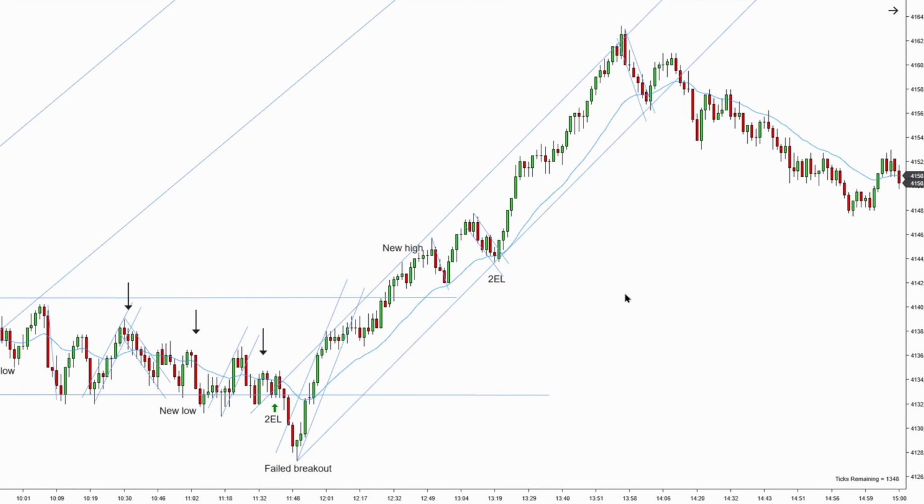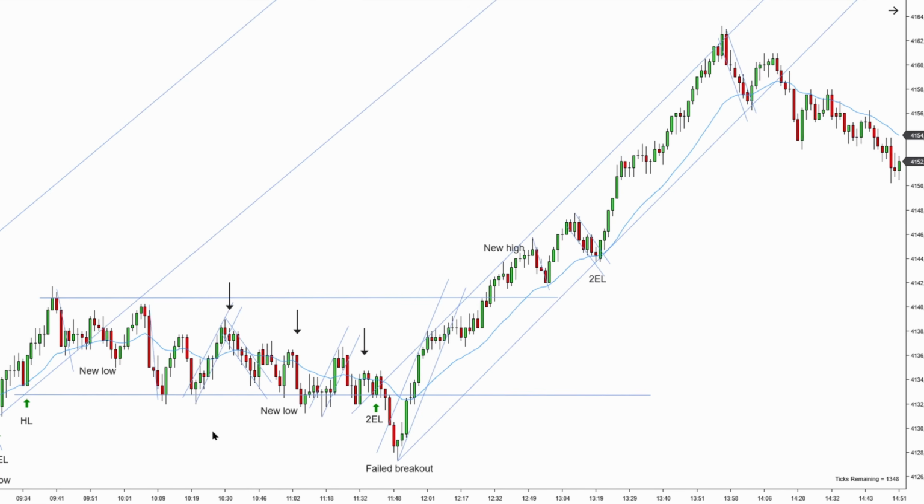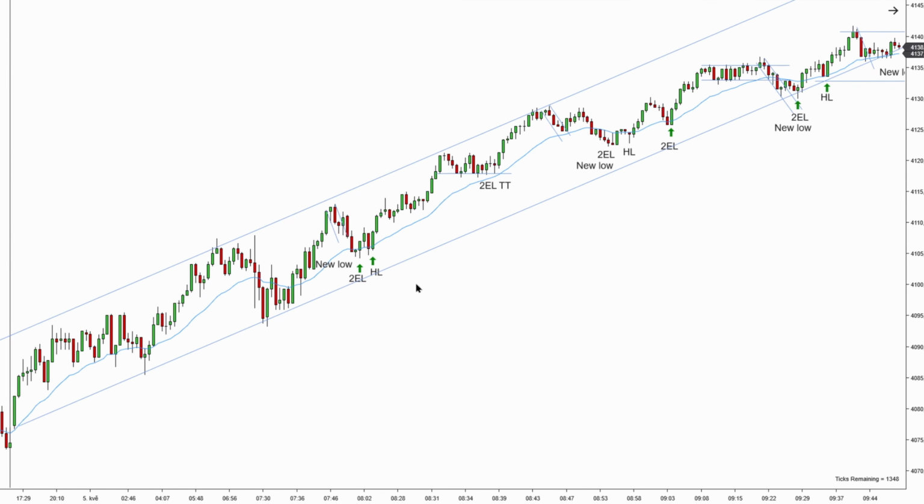And that was it for the day. There was no other high probability setup for me to take before it was too late. But the majority of high probability setups today formed in the earlier part of today's session.